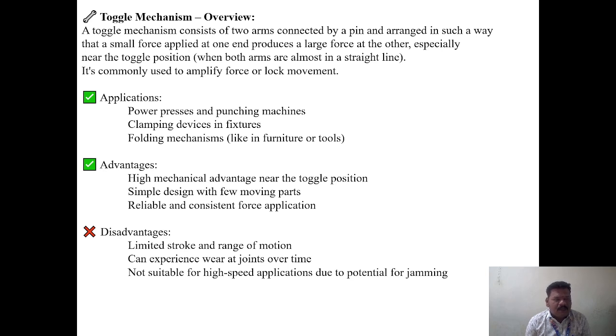The applications of toggle mechanism are power presses and punching machines, clamping devices in fixtures, folding mechanisms. The advantages are high mechanical advantage near the toggle position, simple design with few moving parts. And the final disadvantages are limited stroke and range of motion, can experience wear at the joints over time. Not suitable for high speed applications due to potential for jamming.